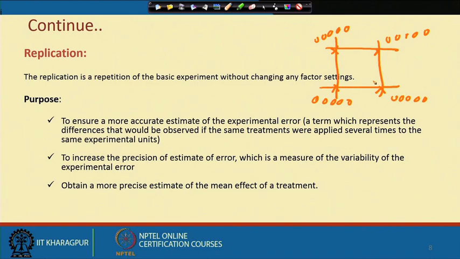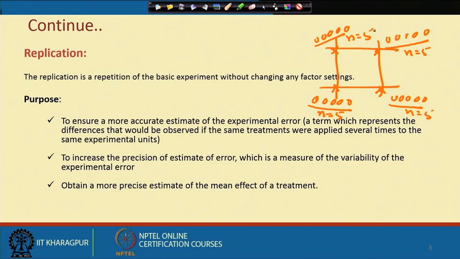After completion of the experiments, you will find 5 observations for this identical setting, another 5 observations for this identical setting, and so on for each setting. This is known as replication, n equal to 5. So, what do we write? Replication is repetition of the basic experiment without changing any factor settings. These settings you are not changing, you are repeating them. Again, replication with randomization you will be doing.